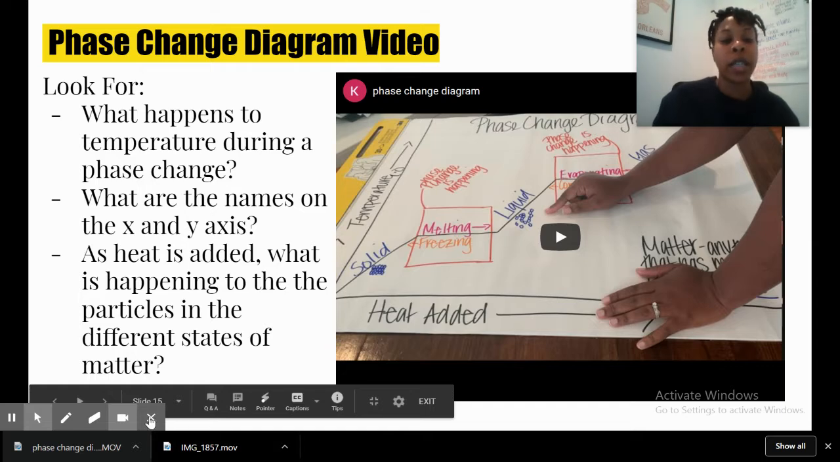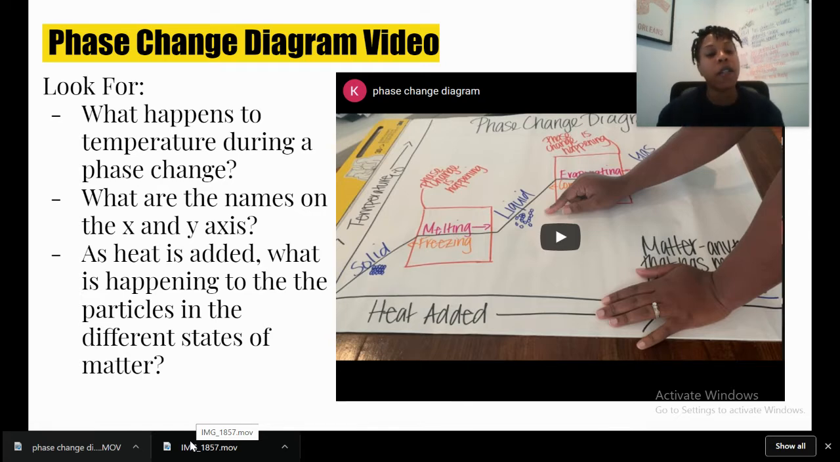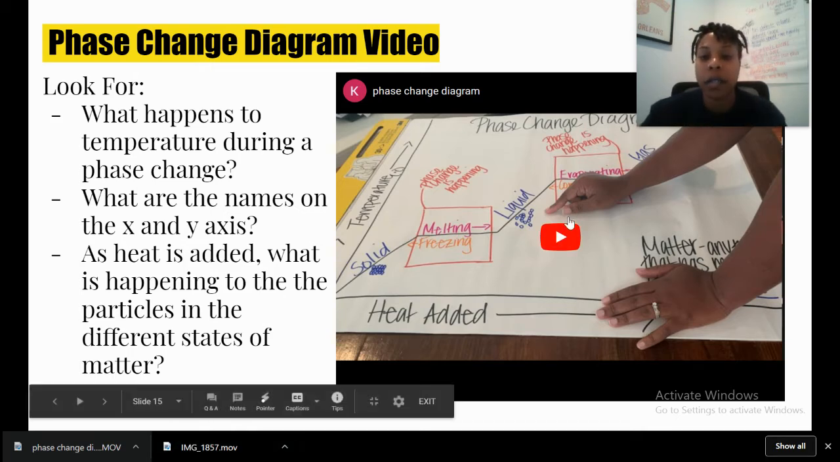When we are watching this video, here are your look-fors. You are going to look for what happens to temperature during a phase change. You are going to look for the names on the x and y axes, because it's a table just like you have in math. And you are going to look for, as heat is added, what is happening to the particles in the different states of matter. Is the kinetic energy increasing or decreasing? Meaning, are the particles moving more, increasing, or moving less, decreasing?